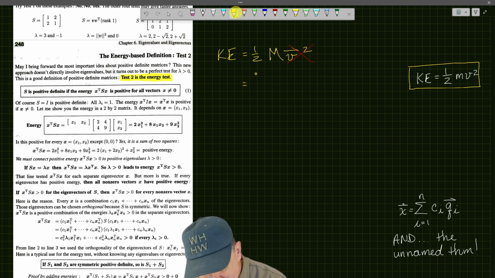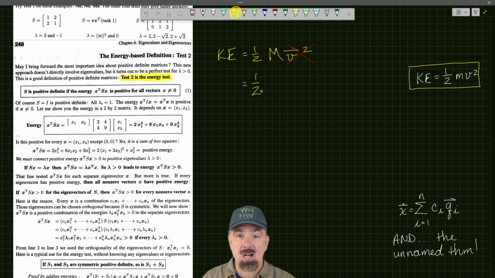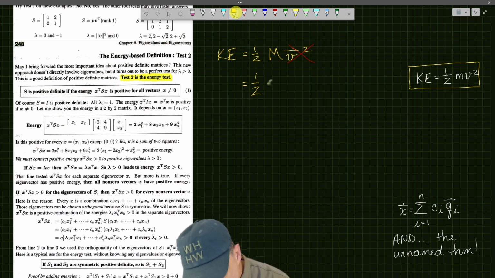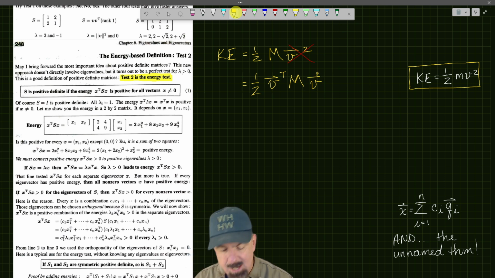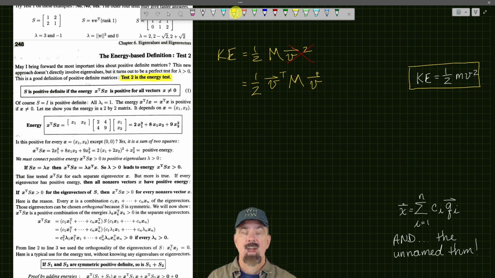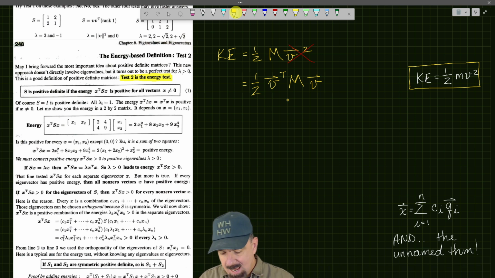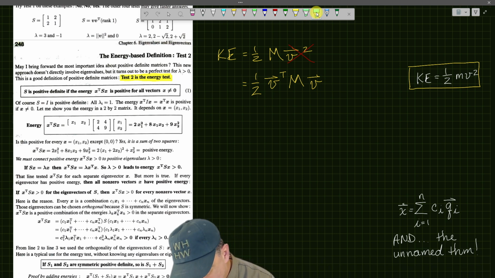What we're going to do instead, and this comes up frequently when we're talking about quadratics in linear algebra, is pre-multiply by V transpose, then the mass matrix, and then post-multiply by V. That is the correct way to apply a vector squared. So this is the kinetic energy representation when we have a linear algebra problem, when we have a mass matrix. And that's all that he is saying right here.